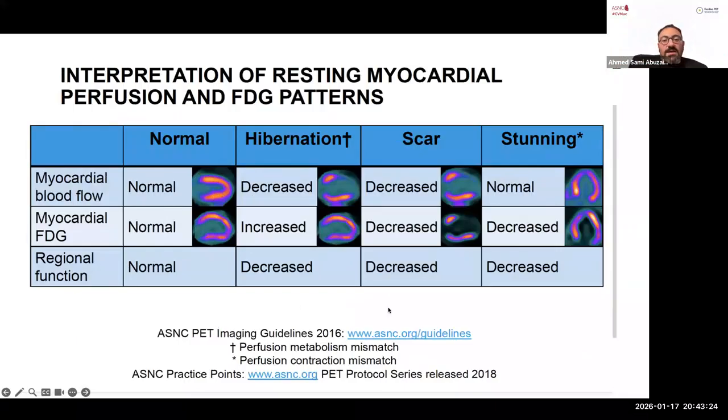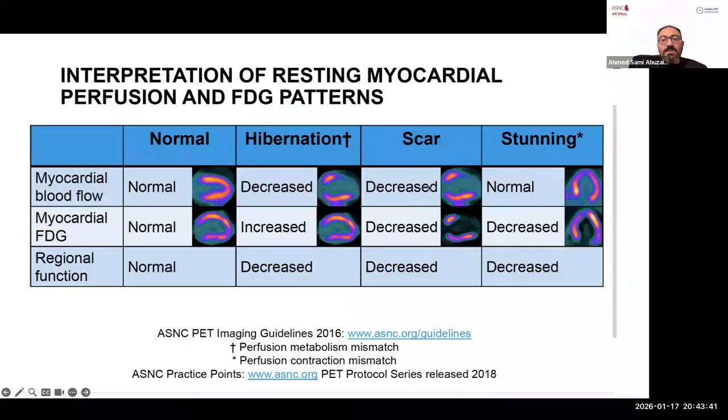But if you start seeing everything decreased and gone, and there is no perfusion and blood flow, right? And relative perfusion, that's a fixed defect, right? So no defect is normal, a fixed defect, and that is a scar.